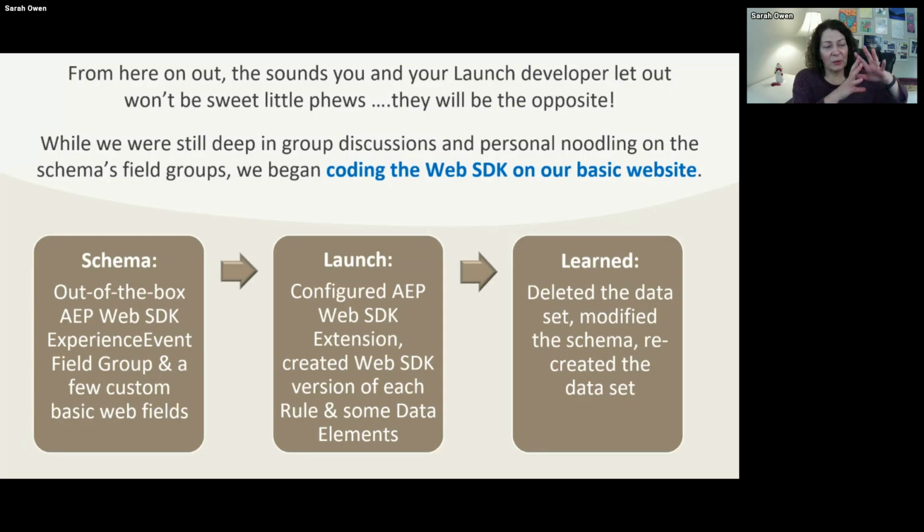So what we did with our schema in AEP, we did the out of the box AEP Web SDK experience event field group, that's a mouthful. And then we did add a few of our own custom fields. So mostly out of the box, a handful of custom basic web fields in our schema. And then we came over to Launch and we configured the AEP Web SDK extension. Like I talked about, we created a Web SDK version of each rule. We got you guys on our first site.